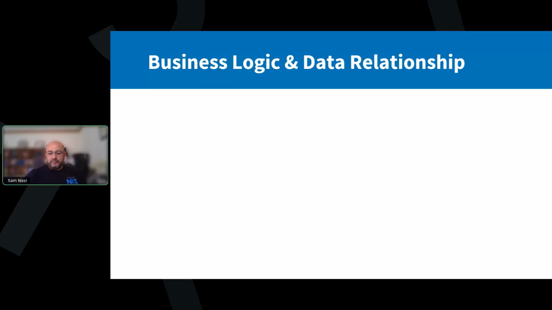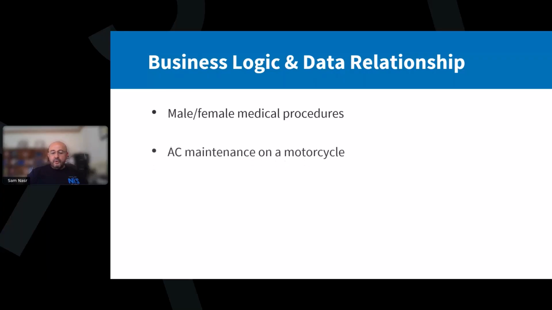One of the things that I also need to check, aside from the data structure, is the business logic behind it. I want to ensure that whenever I am populating a field, it adheres to specific business logic. So I want to check for things like medical procedures. A procedure that I may apply to a male may not be applicable to a female, or vice versa. Or if I have an automotive repair facility, is there such a thing as air conditioning maintenance on a motorcycle? Obviously not. It wouldn't apply.